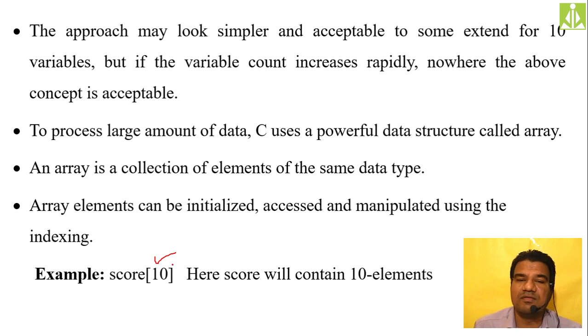See, 10 elements I have grouped into this score, into this array. And that complete group I'm identifying with this simple name, score. I'm not remembering 10 names over here. I'm remembering only one name. So score is the name that I have to remember in order to access this array. And how many elements do I have in this collection? 10 elements. So this score is a collection of 10 elements.